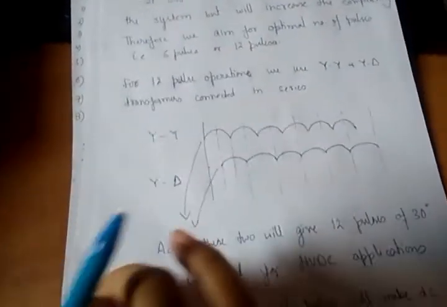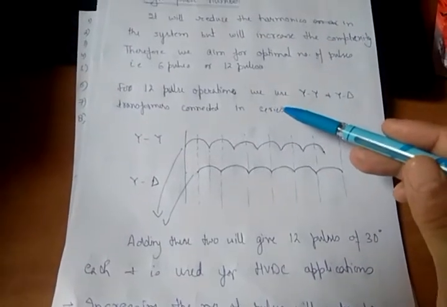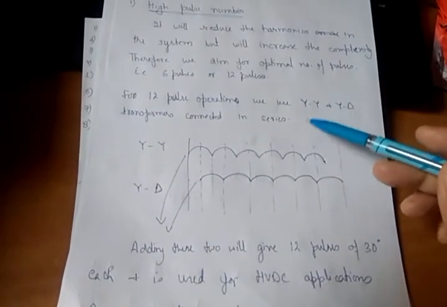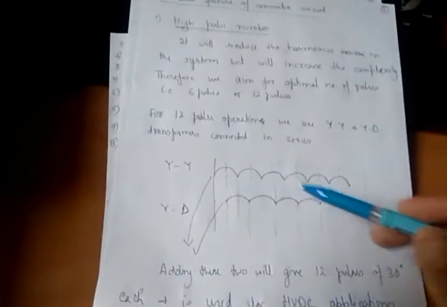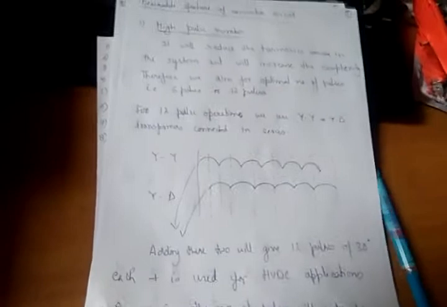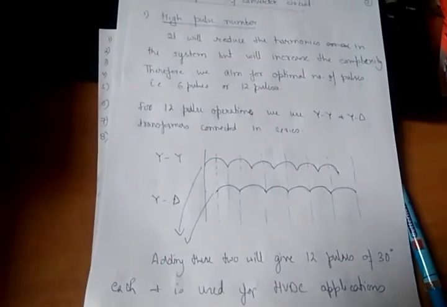So I am saying that increasing the number of pulses will make the DC more uniform, more smooth. And it will reduce the harmonics in the system as well. So in case of a 12 pulse, the harmonics are lower as compared to a 6 pulse. Moreover, in case of a 12 pulse, the output voltage waveform is more close to the DC, means it is more smooth. So that is why I will say that 12 pulse is better as compared to a 6 pulse configuration.